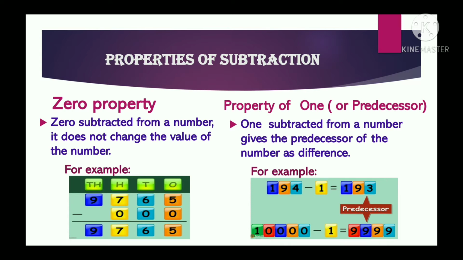Now, let's talk about the properties of subtraction. So students, there are only two properties of subtraction, zero property and the property of 1, which is also known as predecessor. So, zero property says when 0 is subtracted from a number, it does not change the value of the number. For example, here you can see in this example, 9765 subtracted by 0, so we get again 9765.